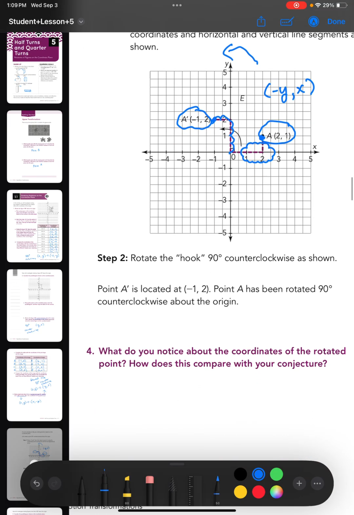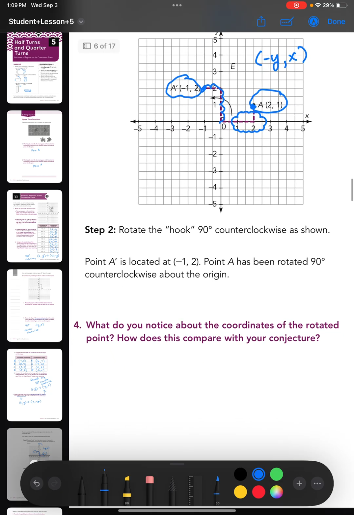Okay, so we just did step 2. We rotated it. The new point A was at negative 1, 2. So what did we notice about the coordinates of the rotated point? Again, (x, y) becomes (negative y, x) for our 90-degree counterclockwise rotation.